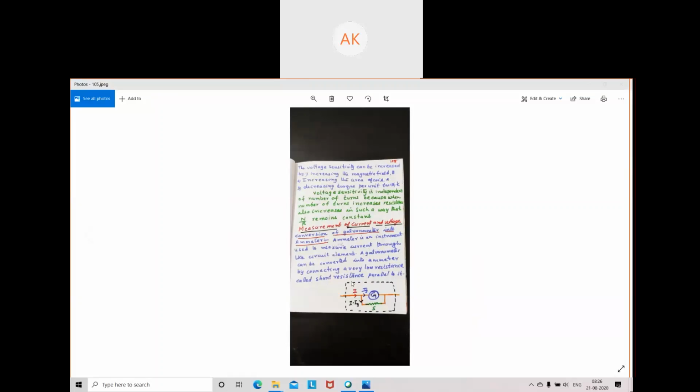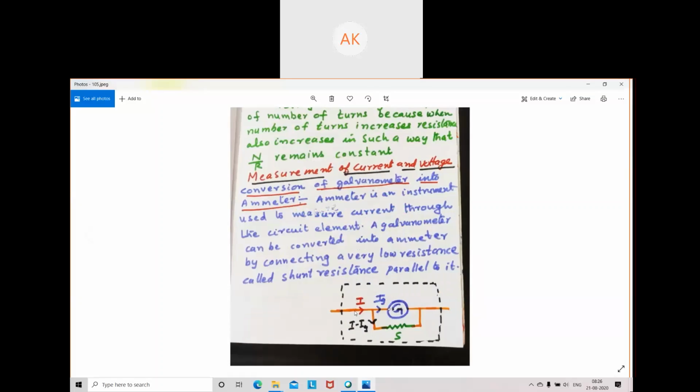Listen here. Look at this figure. I is the current sent. This is the main circuit part. Suppose in one circuit, an Ohm's law circuit, we are connecting some ammeter. So this is the main circuit. This together is known as ammeter. Galvanometer and shunt resistance together is known as ammeter. And I is the main current that is flowing. And the galvanometer is having a resistance.